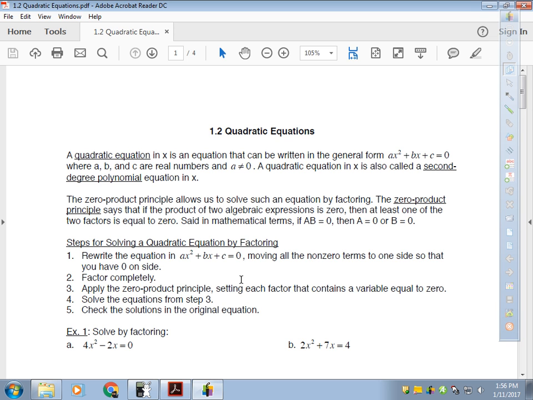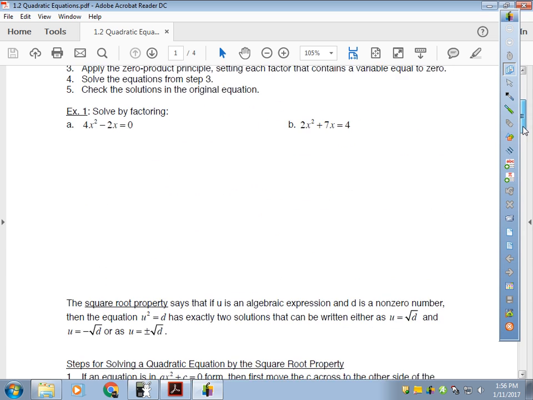So here are our steps for applying the zero product principle to quadratics. The first step is to rewrite the equation in the form ax squared plus bx plus c equals 0, so that you have all the non-zero terms on one side and 0 on the other side. Step 2, factor completely. Factor your equation as much as possible. I trust you're okay with factoring, because that's not something we teach in college algebra. It's a prerequisite skill that you need. Step 3, apply the zero product principle. Take your factors and set each of them equal to 0. Step 4, solve the equations that you got from step 3. And then step 5, check your solutions back in the original equation. Make sure that they do work.